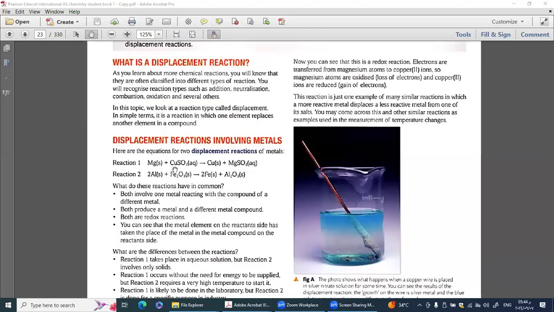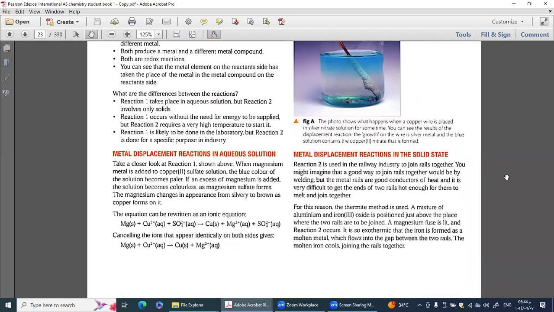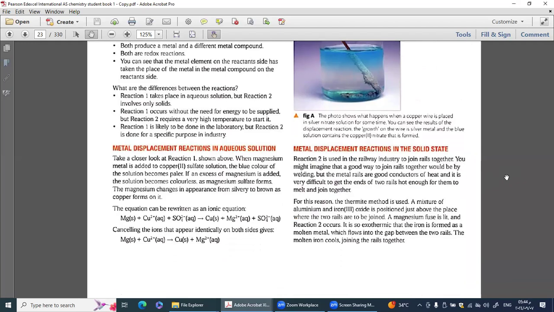Okay, Mg plus CuSO4 gives MgSO4 plus Cu. This means that Mg is more reactive than Cu. Al plus Fe2O3 gives 2Fe plus Al2O3. This means that Al is more reactive than Fe. And Mg plus CuSO4 gives MgSO4 plus Cu.